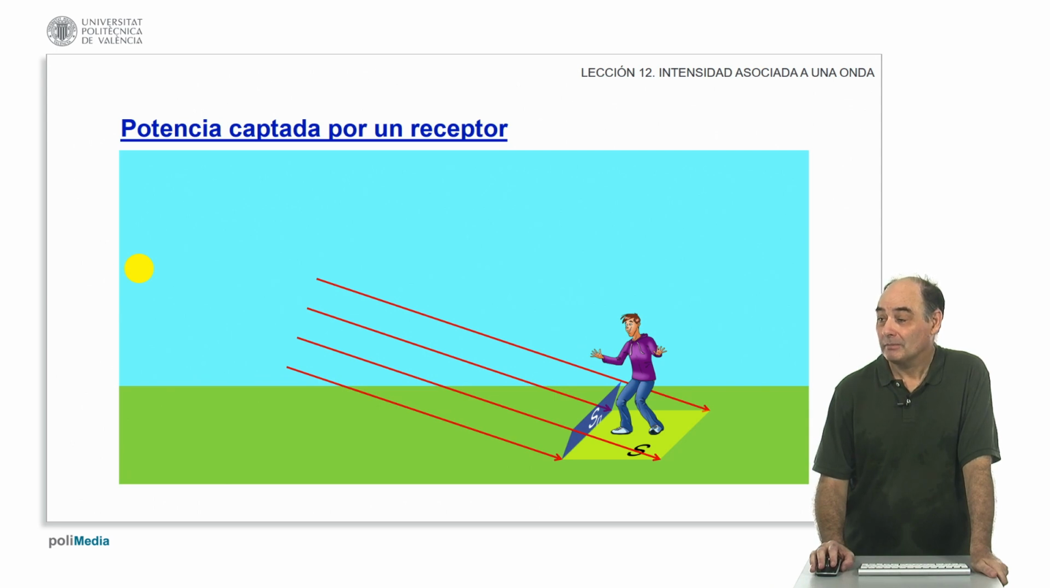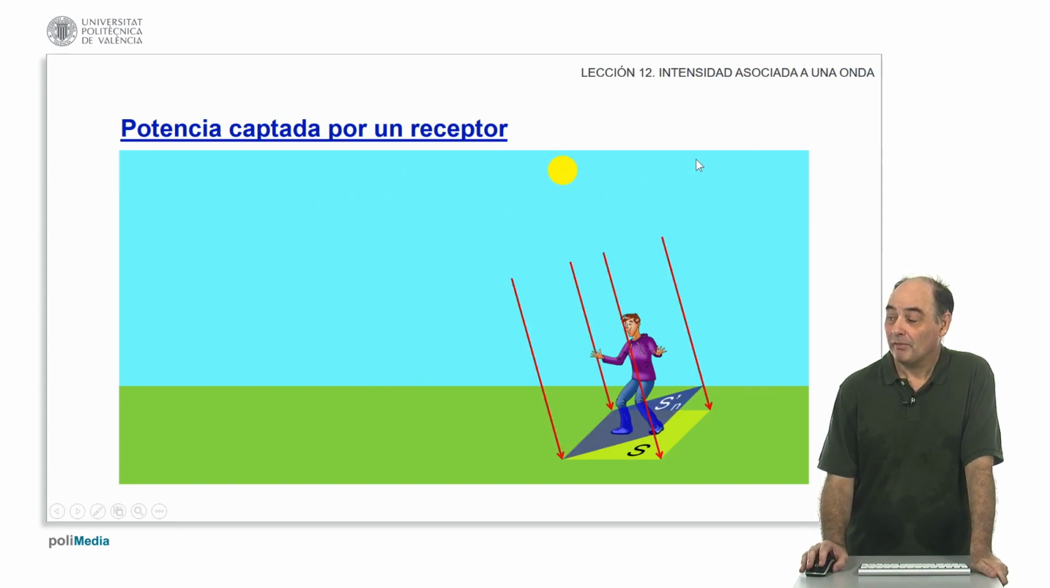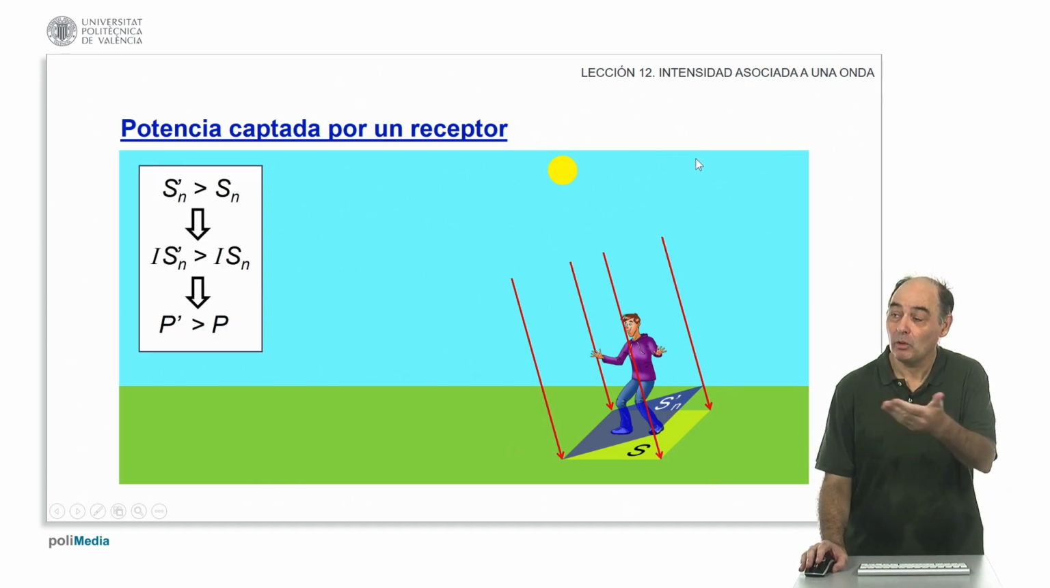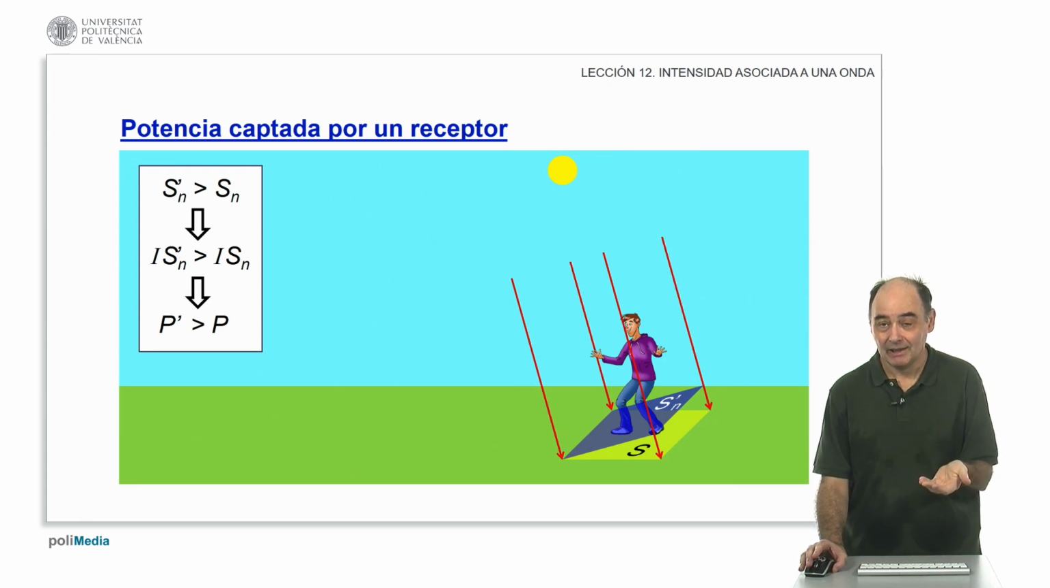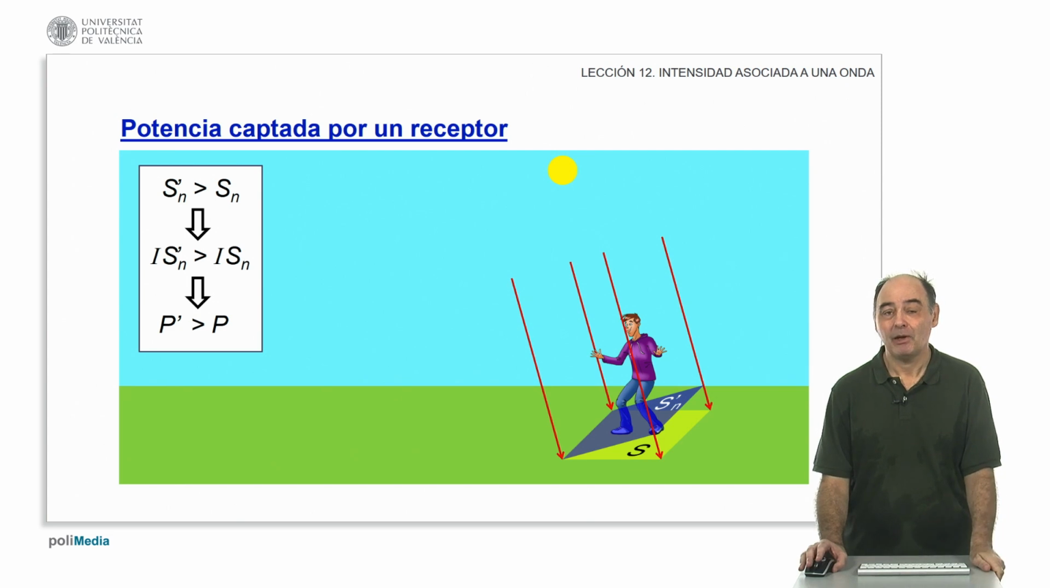When the sun is higher, the direction of the rays is different. And now we can see that the surface normal is much wider. Therefore, if the surface normal is wider, obvious consequence, the power is also higher. Therefore, apart from the fact that we are assuming that the intensity is constant, which is not true, it is hotter at noon, for effects that we will see later, than at sunrise or sunset.